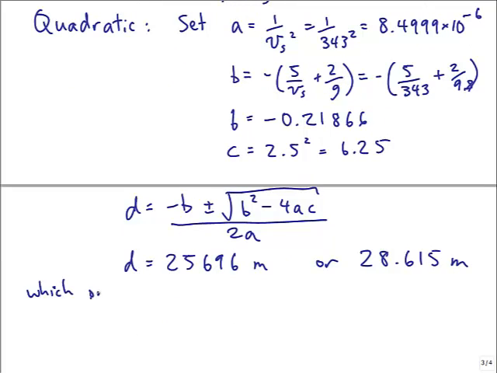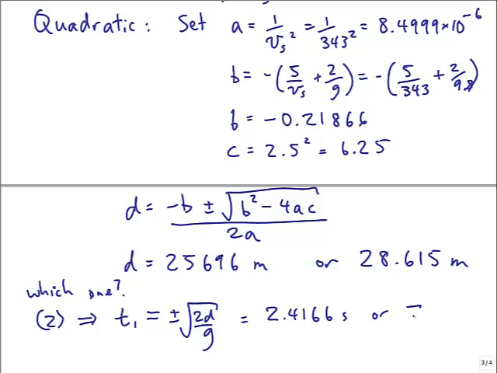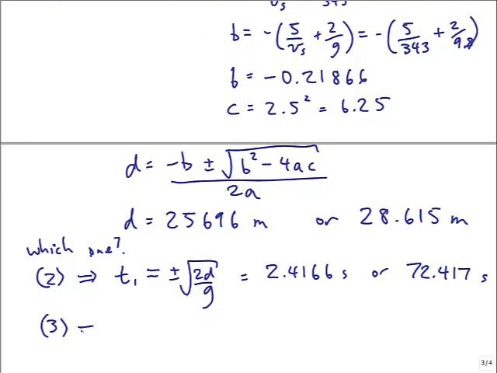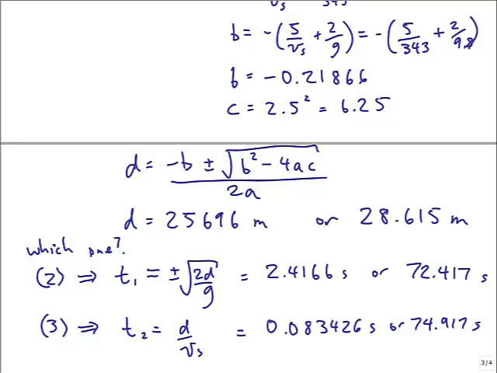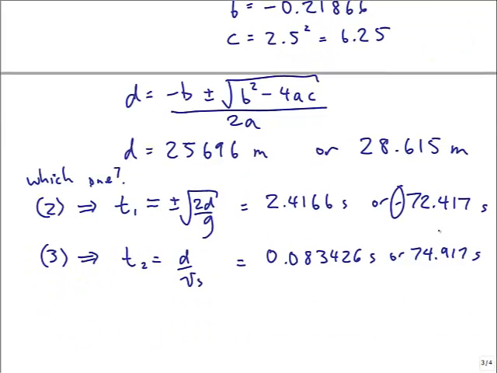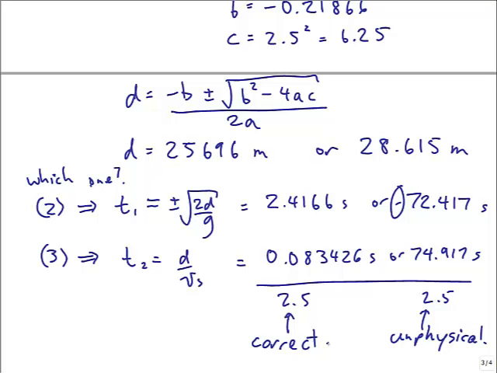Well, first of all, the first one looks a little too large to me, but we can check this by actually calculating t1 from equation 2. That was a plus or minus there, remember. It's either 2.4 seconds or 72 seconds. And then equation 3 would just say that it's the distance divided by the speed of sound, 1.83 or 74 seconds. So if the first one was negative, then indeed the ones on the right would sum to 2.5, but that's unphysical. And the ones on the left do sum to 2.5.